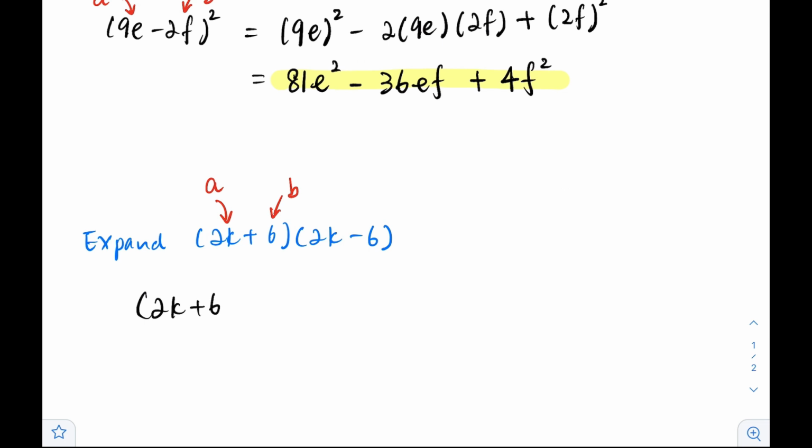2k plus 6 times 2k minus 6 is really going to be 2k squared minus 6 squared, right? Since a is 2k and b is 6, so a plus b times a minus b is a squared minus b squared.